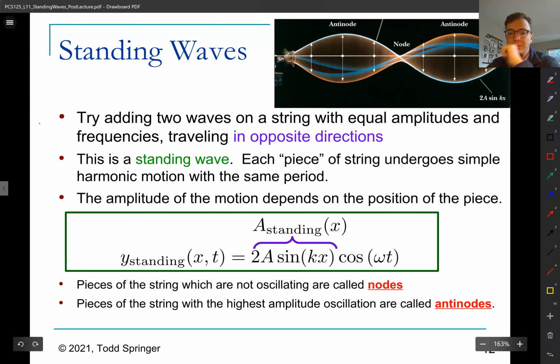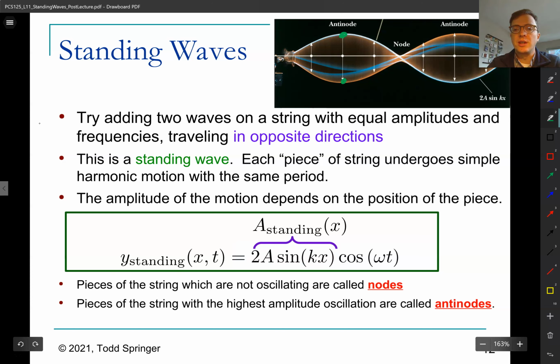Let's try to understand this a little bit more. So we said that in the standing wave, each piece was undergoing simple harmonic motion. Where's the simple harmonic motion? You can see it here, cosine omega t. That should remind you of the mass on the spring oscillating up and down. But the thing in front of the cosine omega t is what we call the amplitude, right? And in this case, the thing in front of the cosine is 2a sine kx. So it looks like the amplitude changes as a function of x, which is exactly what we saw here, right?